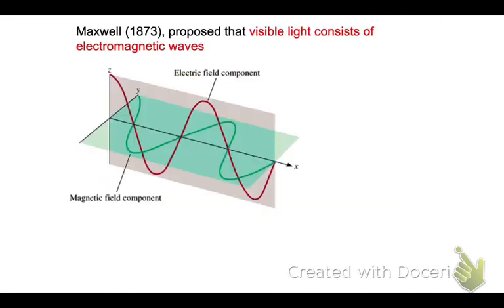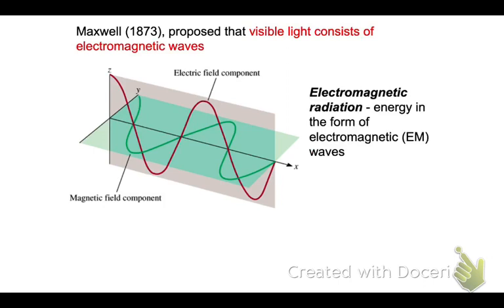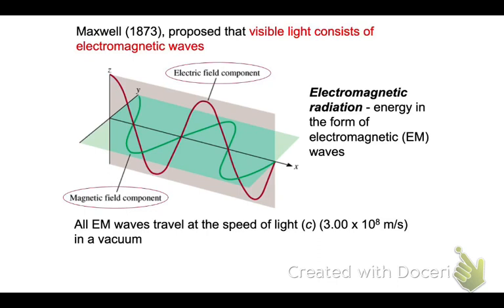In 1873, the proposal was that visible light consists of electromagnetic waves. So there are two different fields perpendicular to each other, the electrical field and the magnetic field. The electromagnetic radiation is energy in a form of waves. All electromagnetic waves travel at the speed of light, which is known to be 3.00 times 10 to the power 8 meter per second in vacuum.